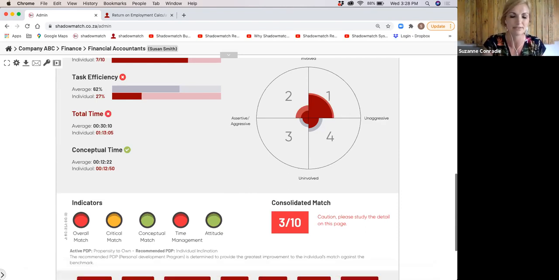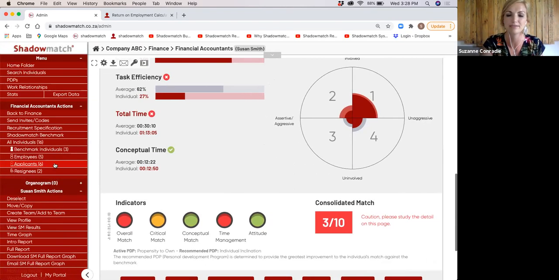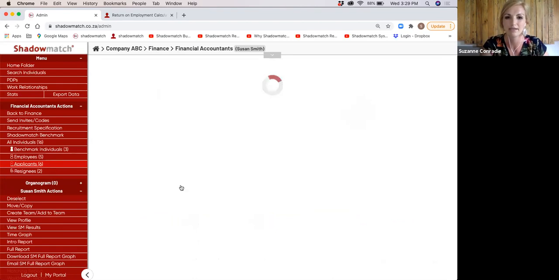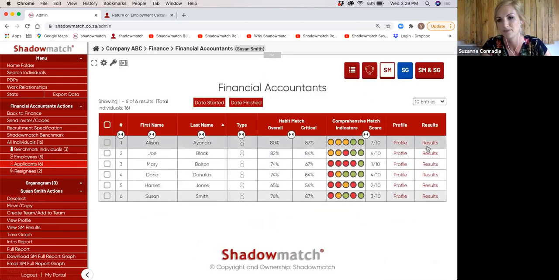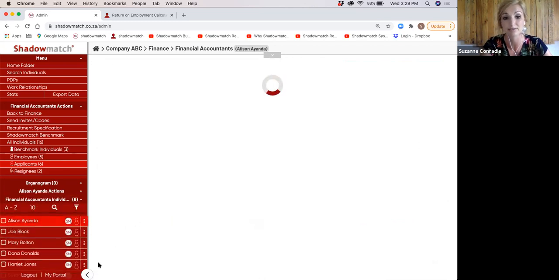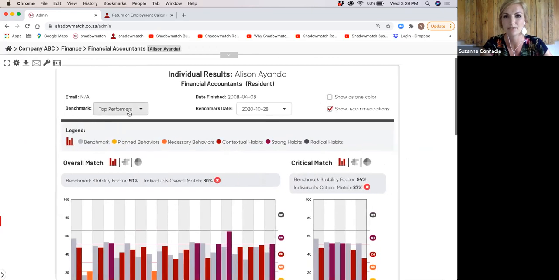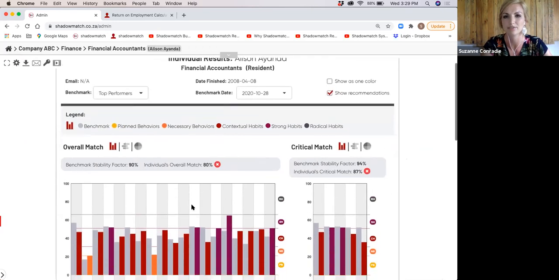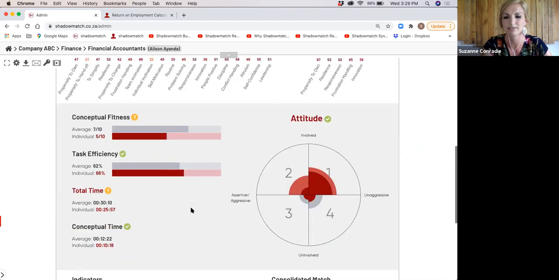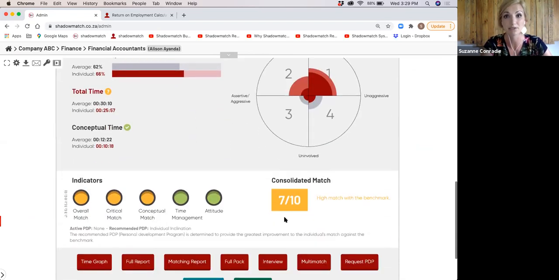Let's look at a different match. I go back to my list of individuals, and now let's select Alison. So immediately I can see what's going to happen here with the match against our top performing benchmark. I'm asking the system to keep my top performing benchmark here, with the individual's habits compared to it. What is the system informing me? We see a close alignment here. So there's a good match for this individual according to the demands of the role by the top performers. So it's looking like a good alignment.